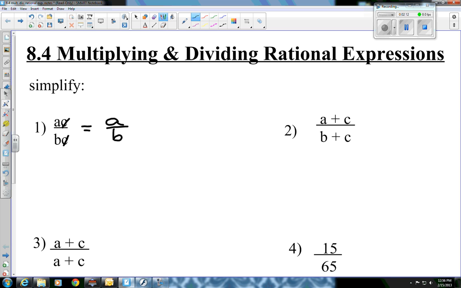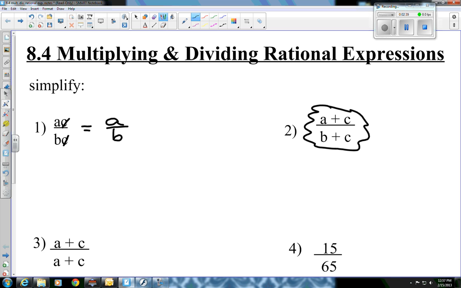How about the next one? Can I simplify it? No. That is correct. Don't distribute the bottom by a negative. This one can't simplify at all. It is simplified as much as it can be.